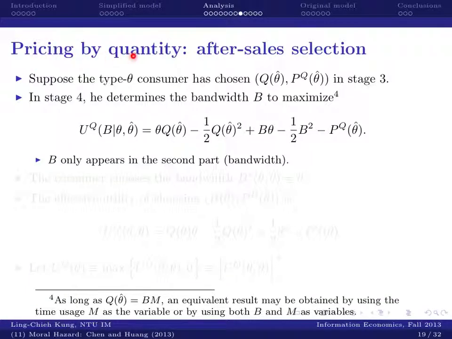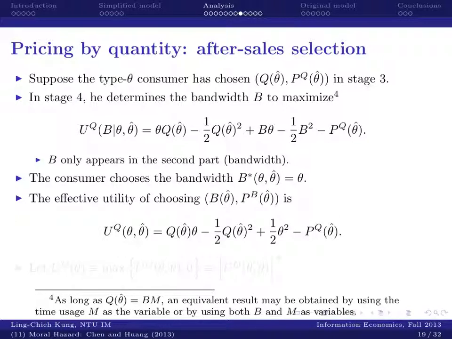We also want to solve for the result for pricing by quantity. First, again, we need to solve the after-sales selection problem. In this case, I choose a quantity and a payment, and I can now modify M or B or both. But anyway, because B times M must be Q, it is equivalent for any kind of modification. So let's use B as the variable here. In this case, B will only appear in the second part here, because Q has been fixed. So this case is more similar to pricing by bandwidth, because the after-sales selection can only affect one part, but for pricing by minutes, it can affect two parts.